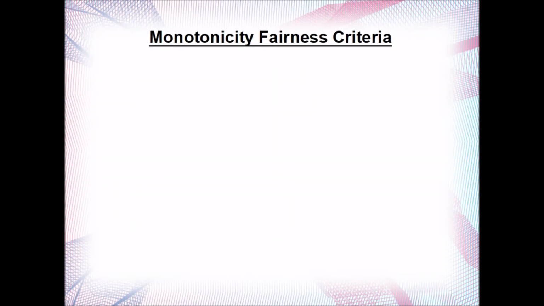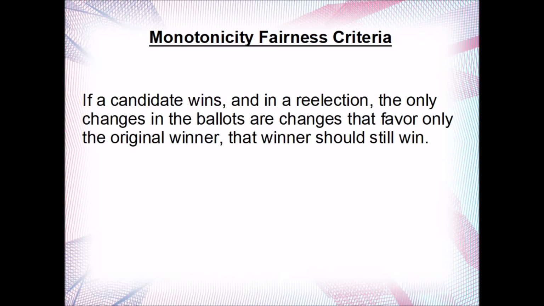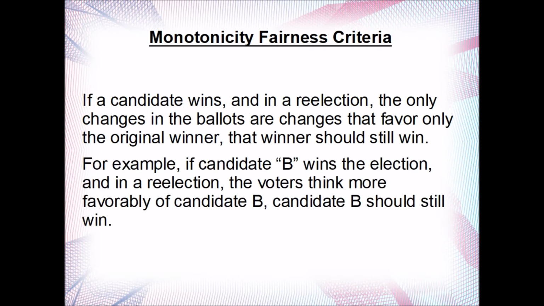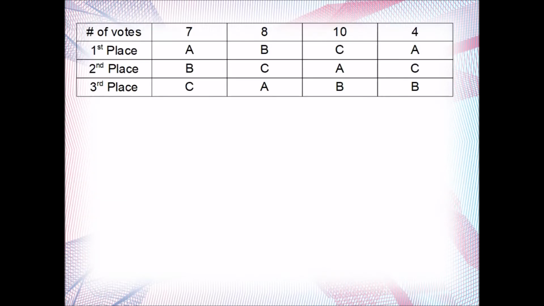My third criteria is called the monotonicity fairness criteria. It's a little bit weird, but it's not too bad. It says that if a candidate wins, and then in a re-election, the only changes in the ballot are changes that favor only the original winner, then that winner should still win. For example, if candidate B won the election, and then in a re-election the voters think more favorably of candidate B, B should still win.